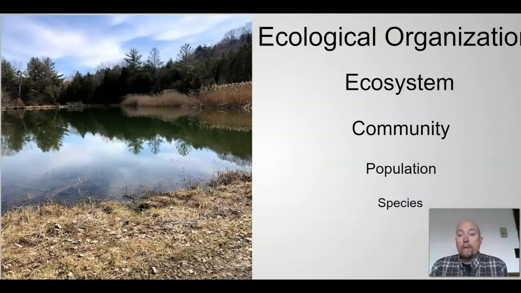Or population could be bigger. I could talk about the population of brown trout in New York State. So there's two things here. It's got to be a specific species, and it's got to be in a specific area. Now, this picture you might call a pond community.